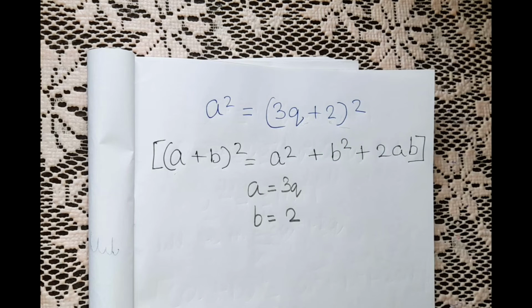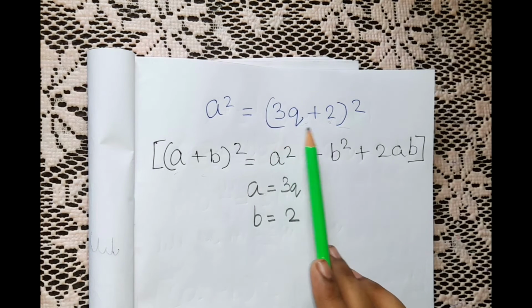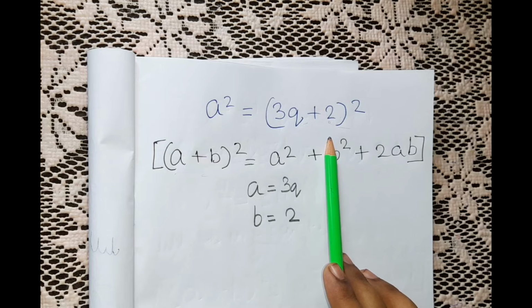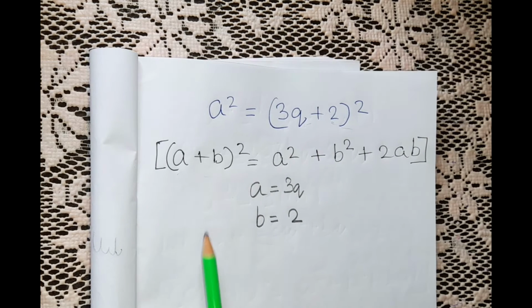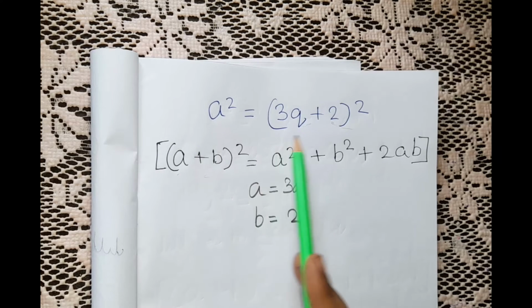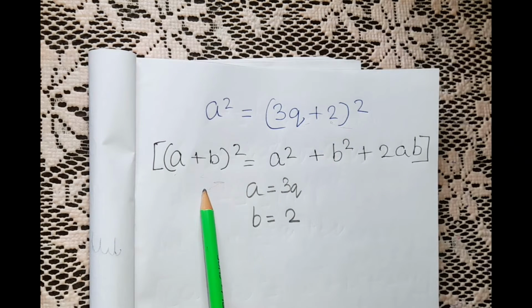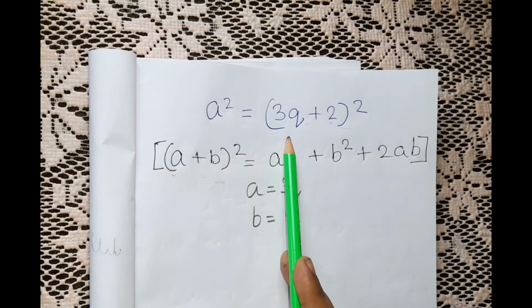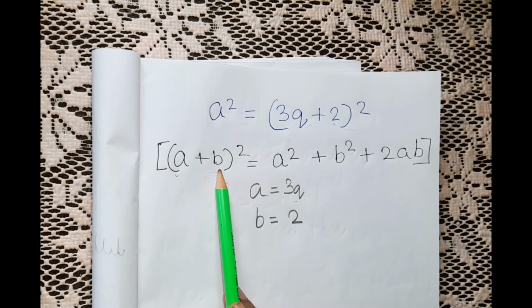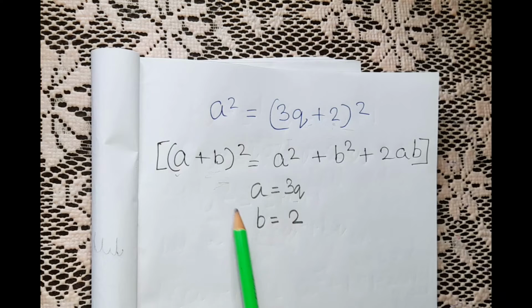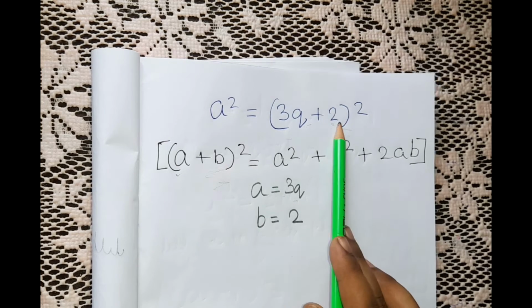You guys might have a doubt, why are we taking these values and how did we take this formula? That's because this, 3q plus 2 the whole square, is exactly similar to a plus b the whole square. That's why we took this formula. So this form and this form are exactly similar. In the a place it is 3q, so I wrote 3q. In the b place I wrote 2, because the b value here is 2.